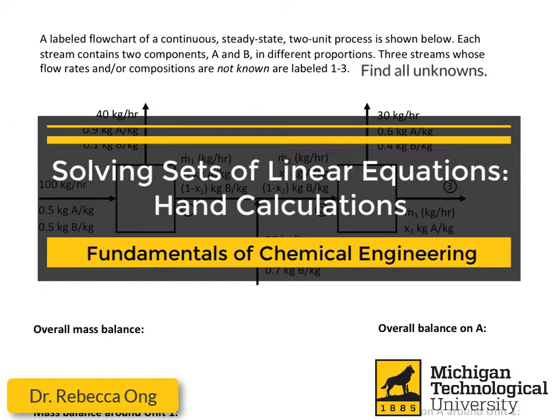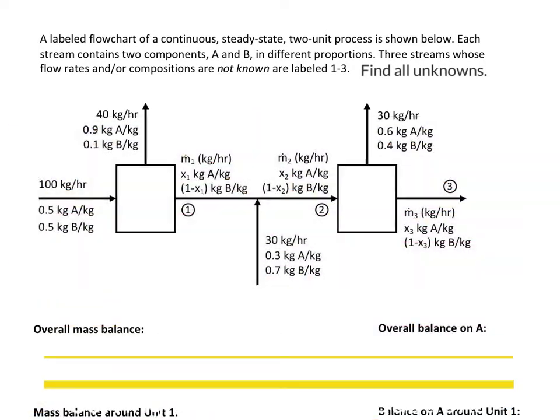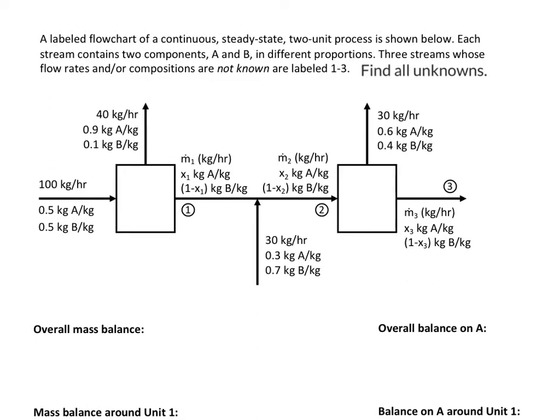So today we're going to be solving for a set of linear equations by hand using linear algebra techniques. We have here a problem where we have a two-unit system. It's a continuous process, and we have three streams. Most of the streams are fully defined, except for three, where we don't know either the mass flow rates or the compositions of those streams.